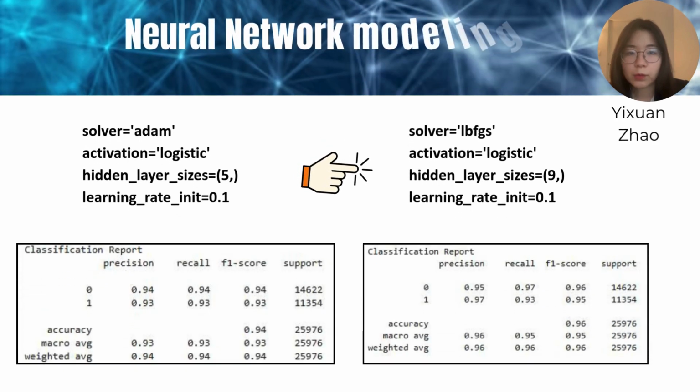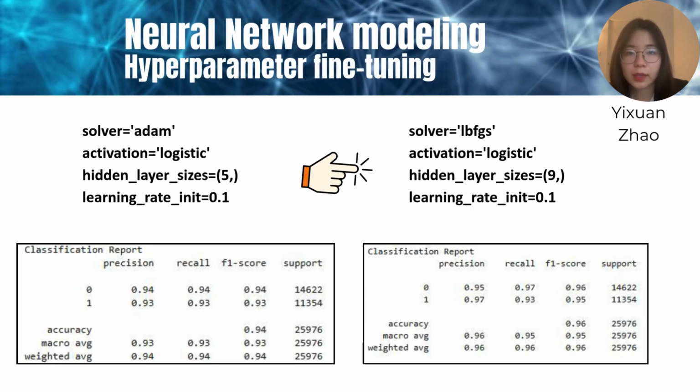I'd like to share my work on building an artificial neural network model to identify the key factors influencing airline customer satisfaction. I first built a preliminary model and it performed extremely well. To further improve its performance, I carried out hyperparameter tuning. For the optimized model, I used the LBFGS solver, logistic activation, a single hidden layer with 9 neurons, and a learning rate of 0.1.